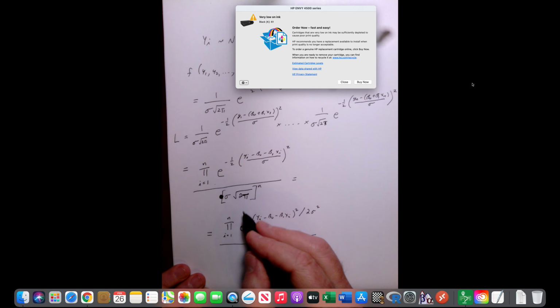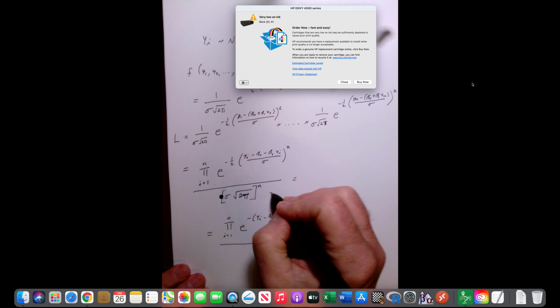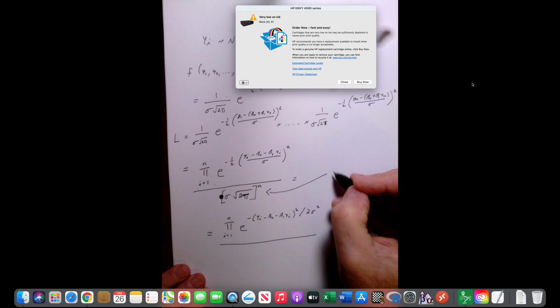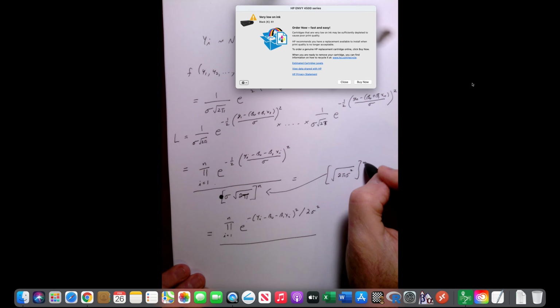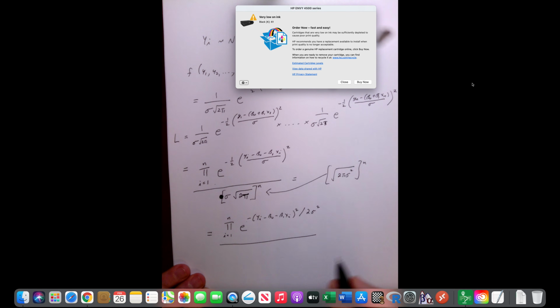And then on the bottom, let's rewrite this, and I'll show you what I'm doing. I want to put the square root of 2 pi sigma squared, of course this is all to the nth power, and then just put it in exponential form. So we're going to have 2 pi sigma squared to the n over 2. I believe that's right.